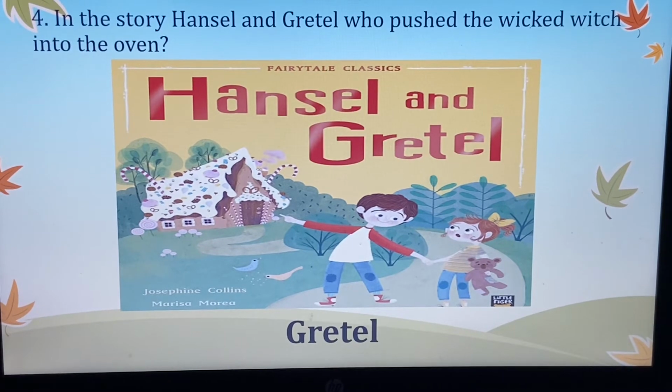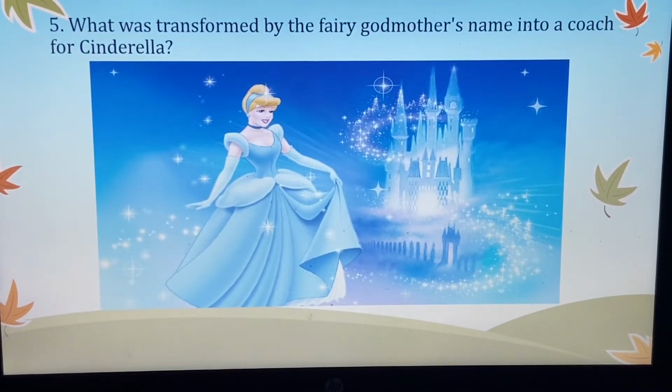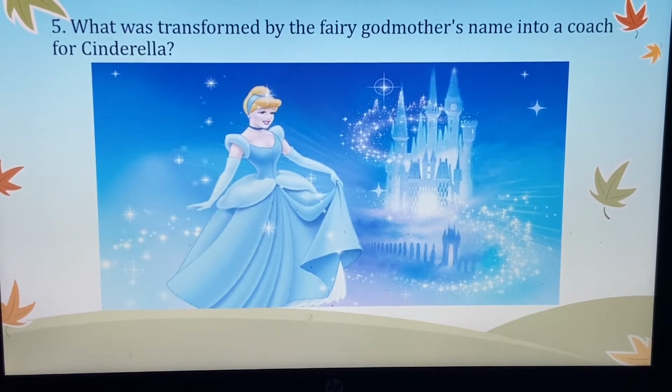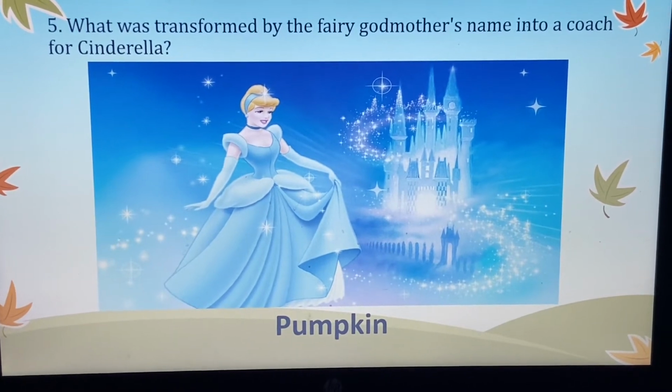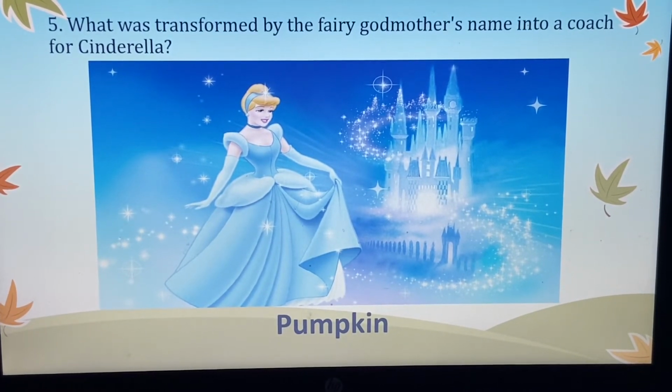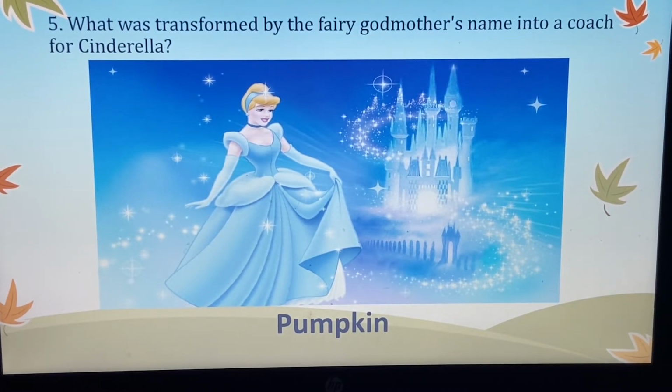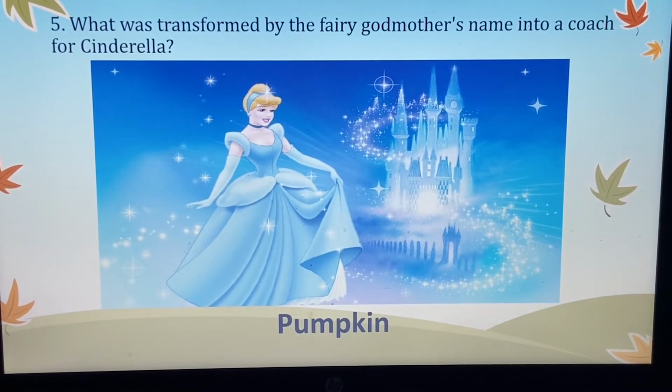Now let's move further. In the next story, what did the fairy godmother transform into a coach for Cinderella? I know all girls love this movie. So what was that? Let's find out. That's correct. She transformed the pumpkin into a beautiful coach for Cinderella so that she could go to the grand party of the prince. Now let's move further.